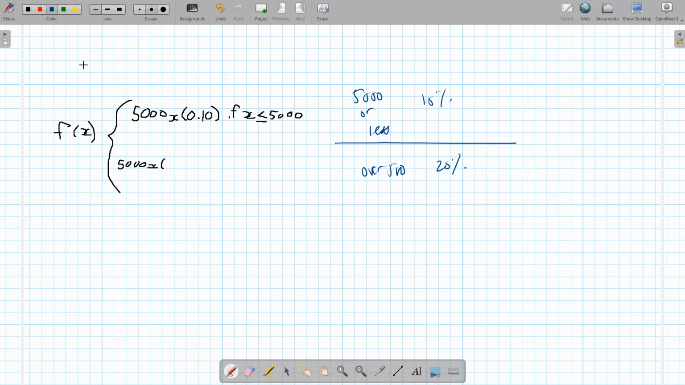There's just one mistake: this x shouldn't exist. Instead of 5,000x, it should just be x, because if you make 2,000 bucks, you're paying 10% of 2,000. So it's just x times 0.10. Same thing here. And then after that, you would want to multiply the remainder with 20%.